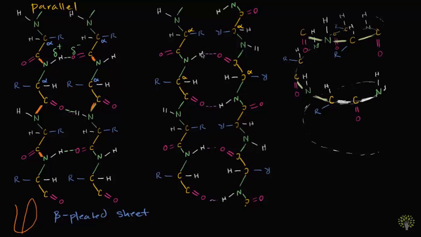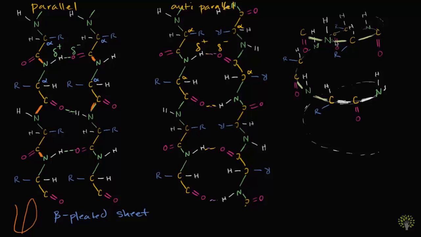You still have the hydrogen bonds between these partially positive ends of this bond, this nitrogen hydrogen bond at the hydrogen end, and this partially negative charge at the oxygen. You still have these hydrogen bonds, and these backbones are parallel, but they're going in different directions. So we would say these are anti-parallel beta pleated sheets. So this is another form of a secondary structure.